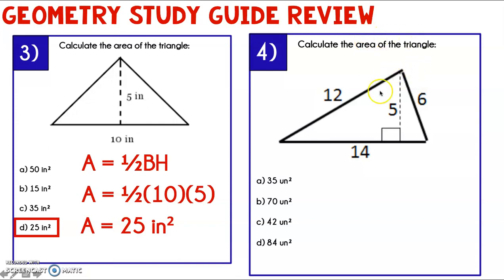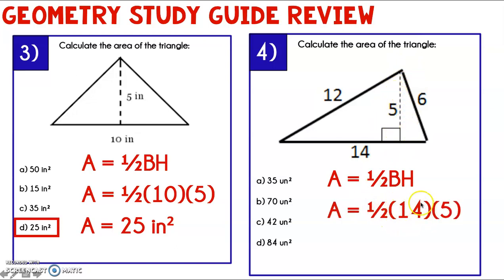Number 4 is a triangle, but we have lots of different measurements on here. So we're going to use that same formula. Area equals 1/2 of the base times the height. Our base is our 14, and the height is the one that is from the very tip top to the very bottom. It's the one that's perpendicular to the base. So our height is 5. So we have 1/2 our base of 14 times our height of 5, which gives us 35 units squared. So your answer should have been A, 35 units squared.